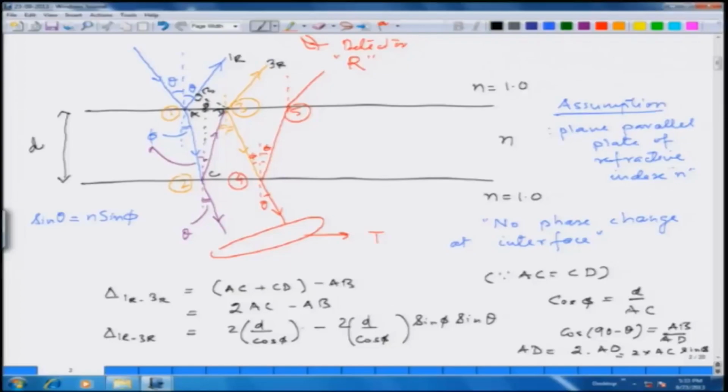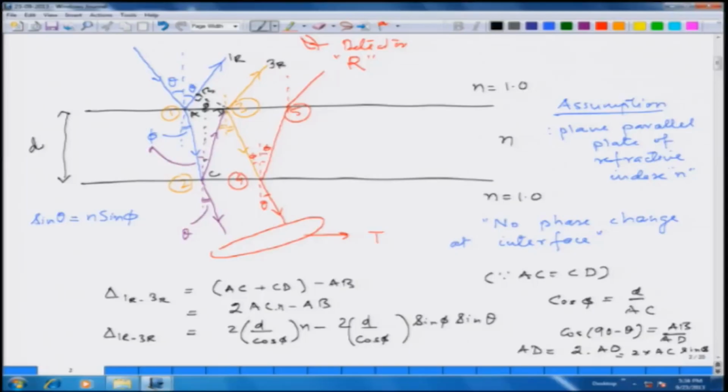So, for the AC, this is going to be the actual path difference times n. AB is in air, so that will remain 1. So, it is going to be n here. The path difference between 1 and 3 is going to be 2 times d by cos phi times n, because we are looking at the travelling of the wave ray inside the medium, and for AB it is not inside the medium, n is 1. So, this remains the same. So, this would be my difference in the 1R and 2R.